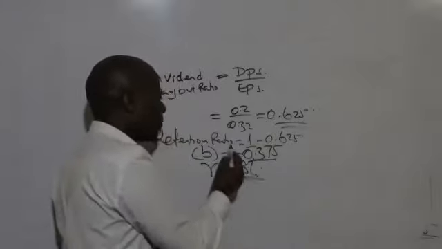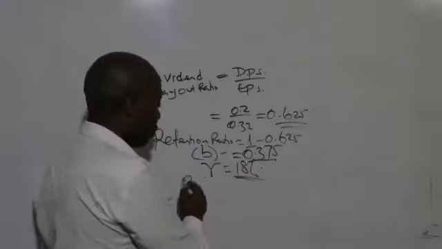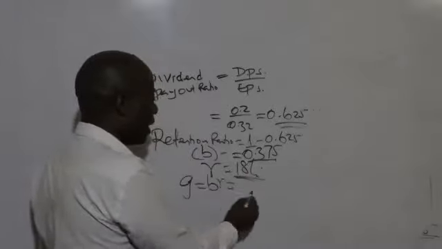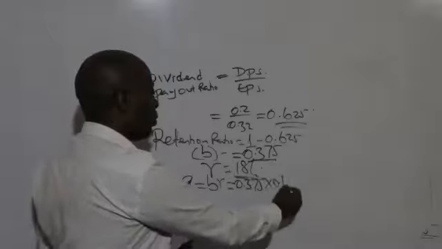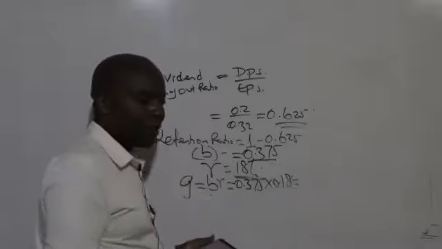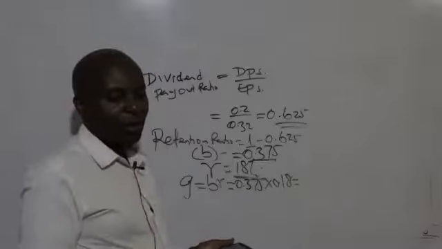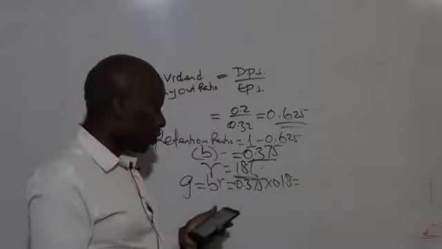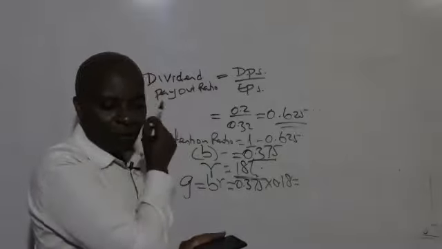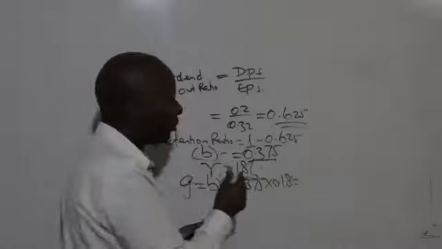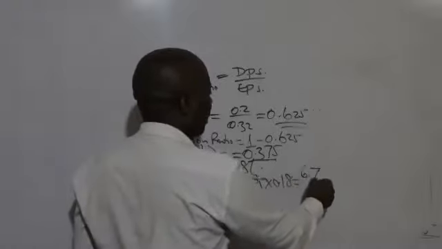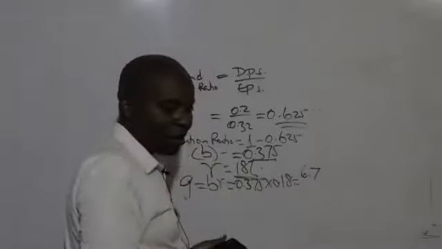Now, once you give me the R, then I'll be able to give you the G. I know G is PR. So G is 0.375 multiplied by 0.18. Please go ahead and give us an answer: 0.375 times 0.18. The answer is 6.75%.